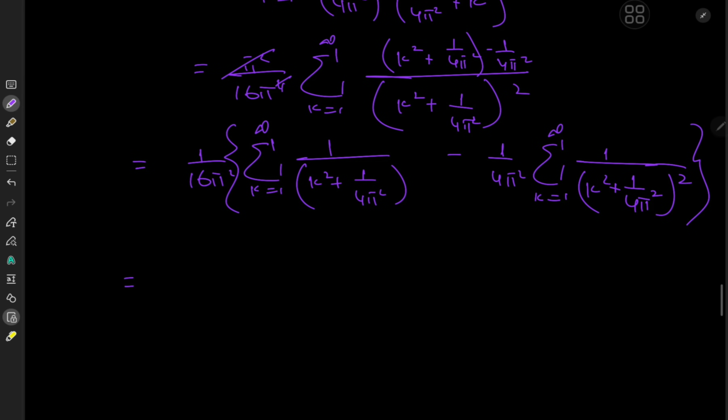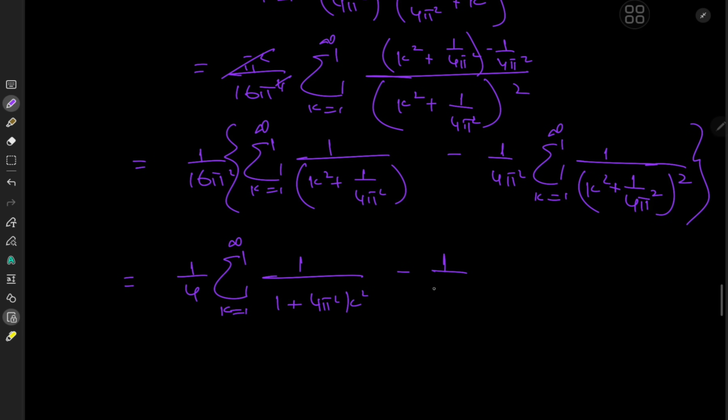So wait a minute. I should probably do some simplification over here, just a little bit, just to make my life somewhat easier. So I do have 1 over 16 pi squared, which is just a quarter of 1 over 4 pi squared. And if I multiply that out, that 1 over 4 pi squared inside, I get the sum over k from 1 to infinity of 1 over 1 plus 4 pi squared k squared, which I remember is exactly what s sub 1 equals.